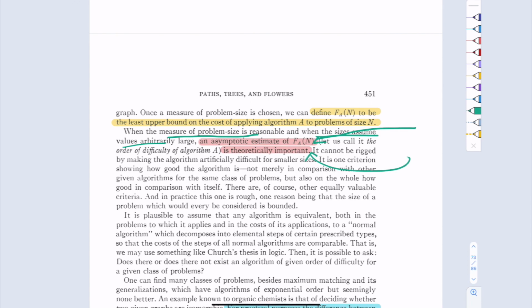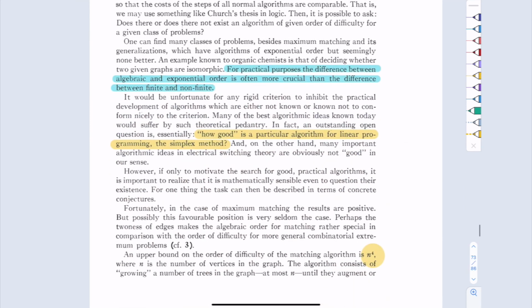So he's saying, let's not worry too much about constants. For practical purposes, the difference between polynomial and exponential running times is often more crucial than the difference between finite and non-finite. So this is important. He wrote n to the fourth because he just assumed that the graph has at most n squared edges. So we did mn squared because we cared about the number of edges, but he didn't.